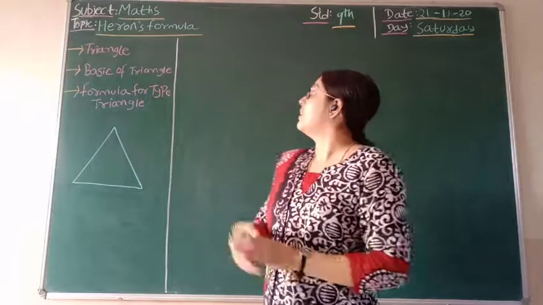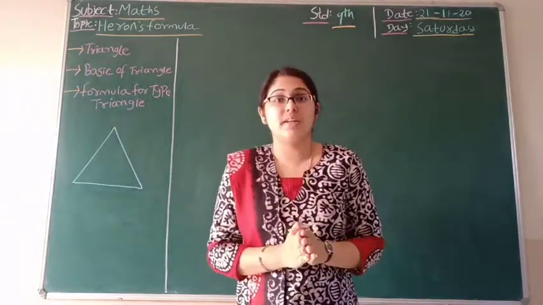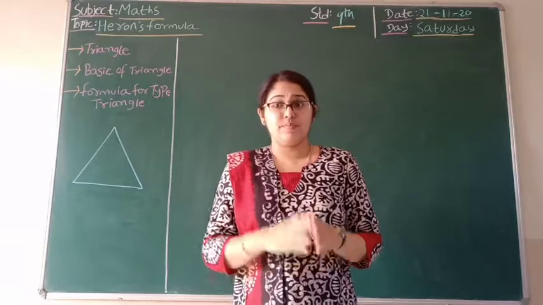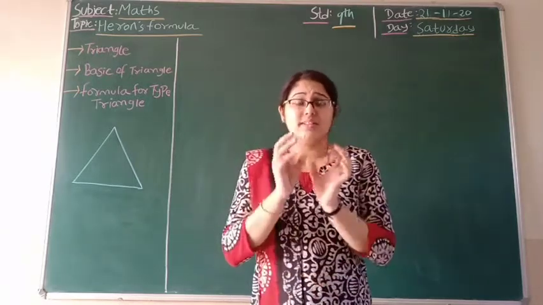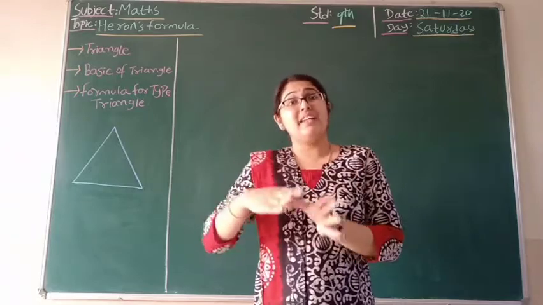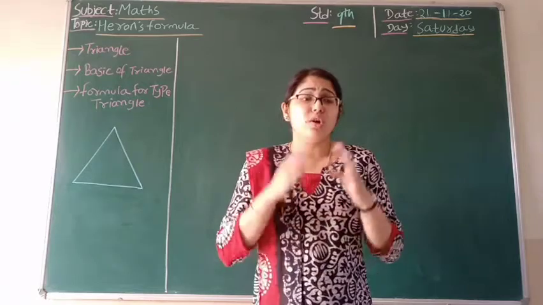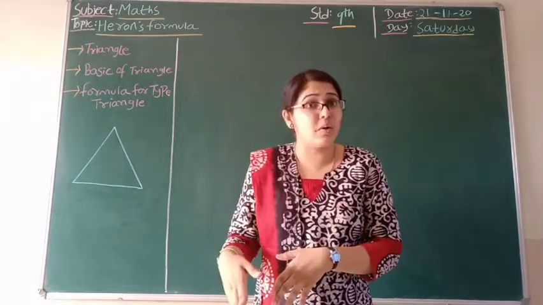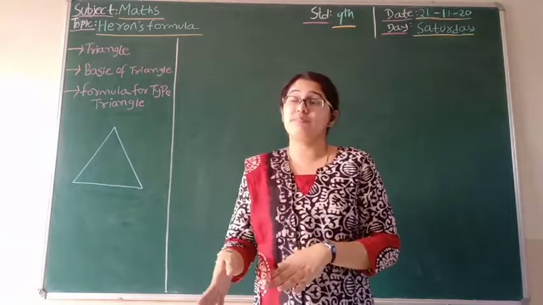That is Heron's formula. And this is the 12th chapter in your textbook. So students, this chapter is about finding the area of a triangle by Heron's formula. So a question arises: what is Heron's formula? How do we find the area by Heron's formula?